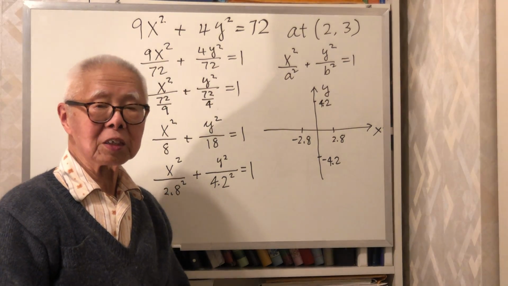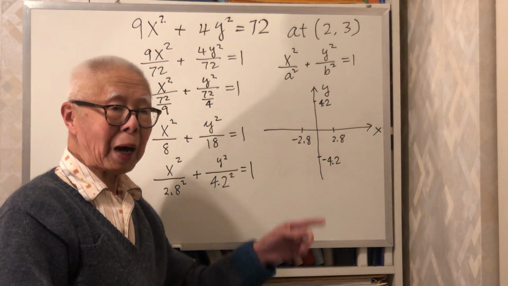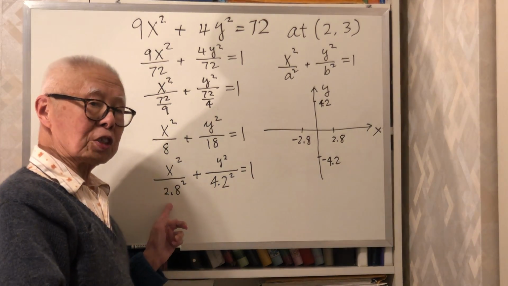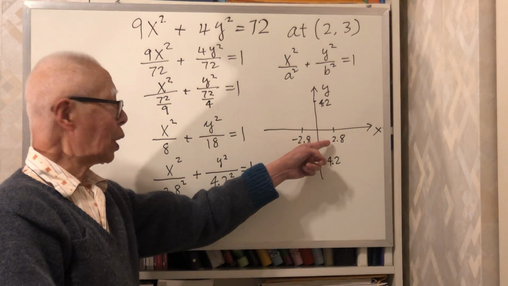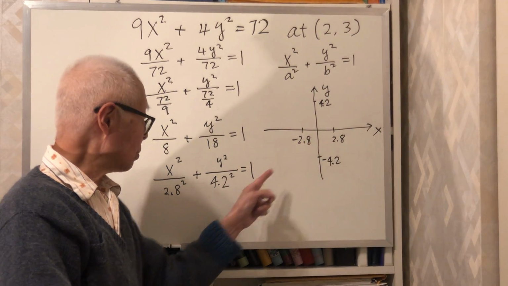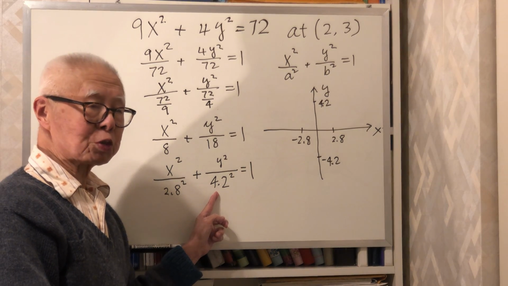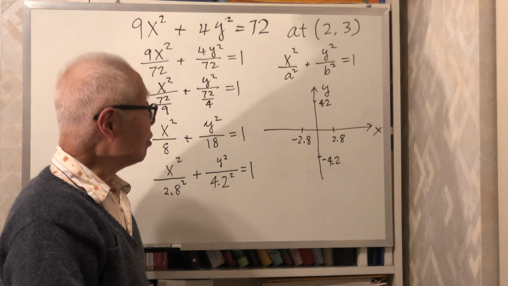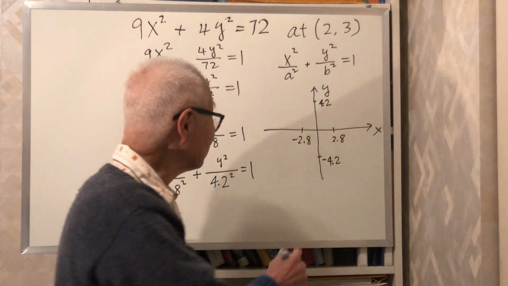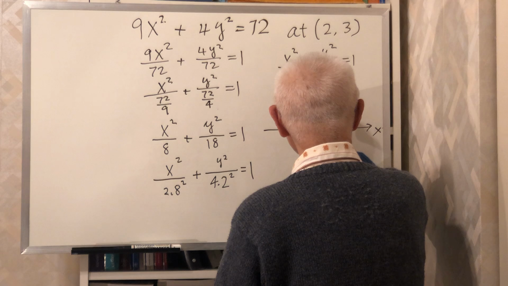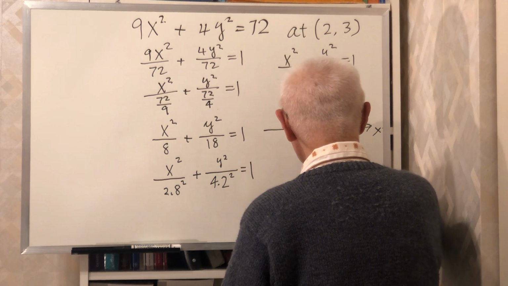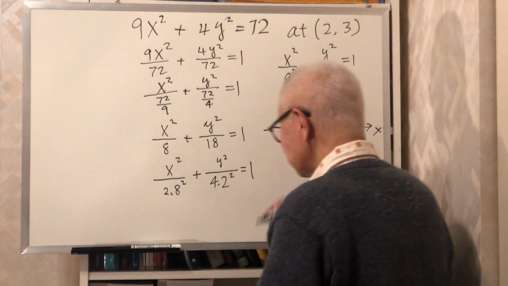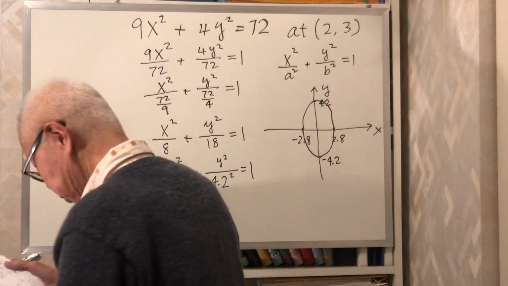Now, similar to what we did for the last example, let's mark down 4 points. This is 2.8, so I have 2.8, negative 2.8. This is 4.2 squared, so I mark down 4.2, negative 4.2. Then the ellipse is, this is an ellipse.